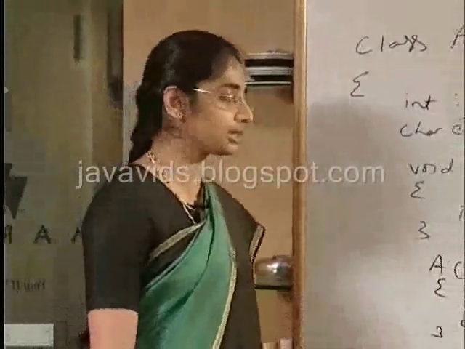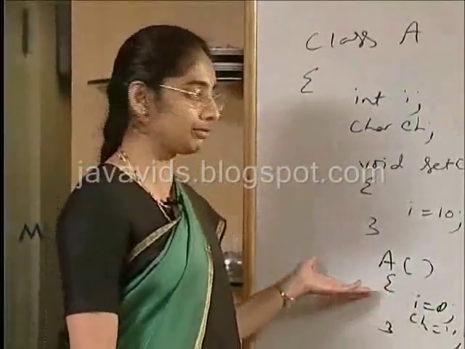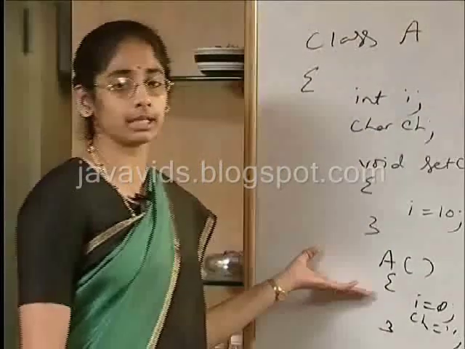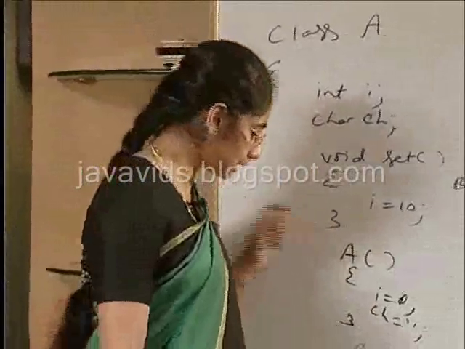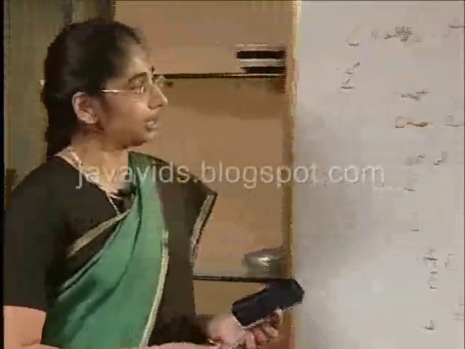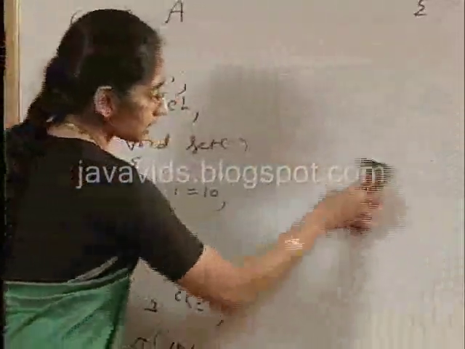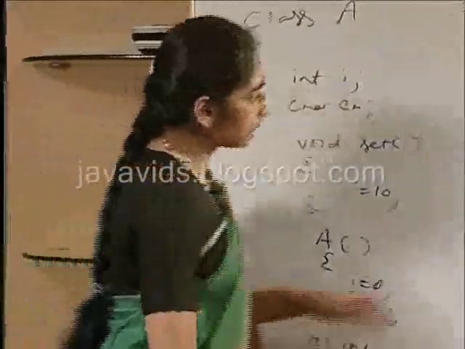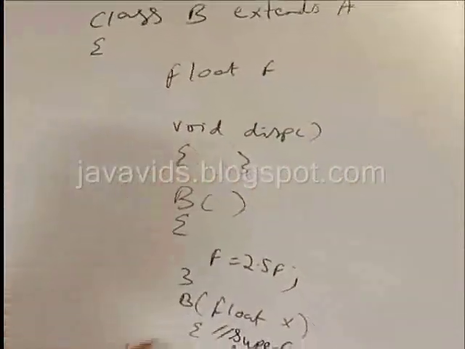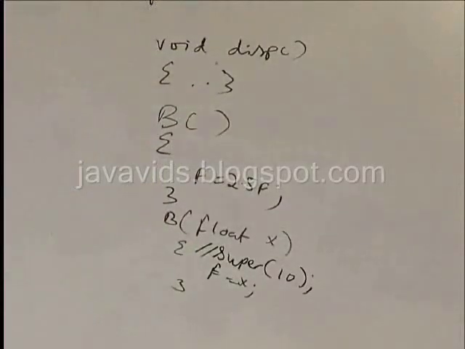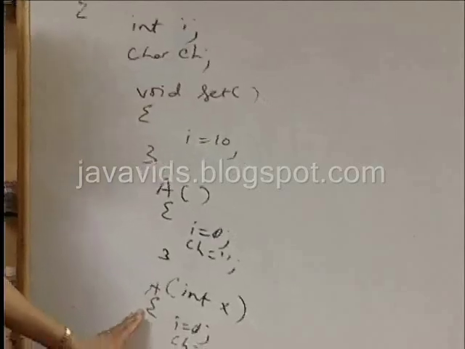Otherwise, if you have a default constructor, you can specify the super call to a parameterized constructor or leave it in your child constructor without specifying the super call. Then it will automatically call the parent constructor, which is a default constructor. So this is how it works between a child and parent class as far as constructors go. So now this particular child class not only has this float f, the disp function and its constructors, but it has also inherited all the variables and the methods and the constructors from the parent class.